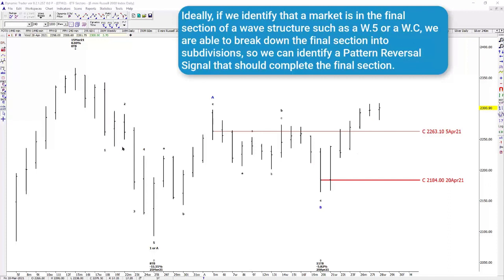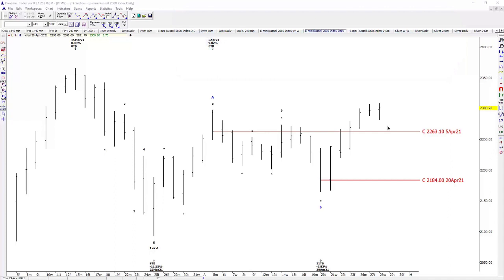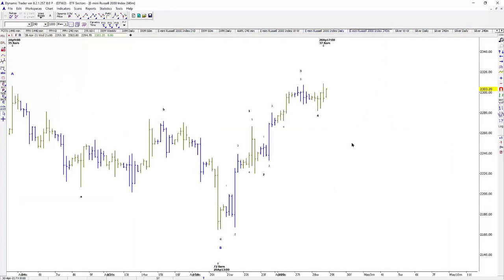So we want to break it down similar to what we did here. So if this is a wave C, it should break down into 5 waves. That would be typical. So we can go to a smaller time frame, in this case, let's say the 240-minute data, and see if it makes any sense, this structure coming up, and if we can identify 5 distinct sections coming up, because it should be complete in 5 sections. Let's go to the 240-minute data.